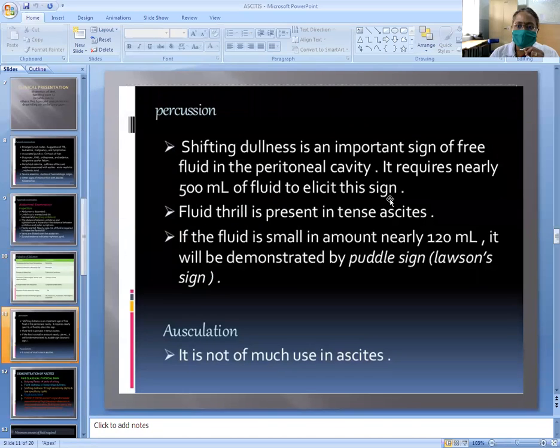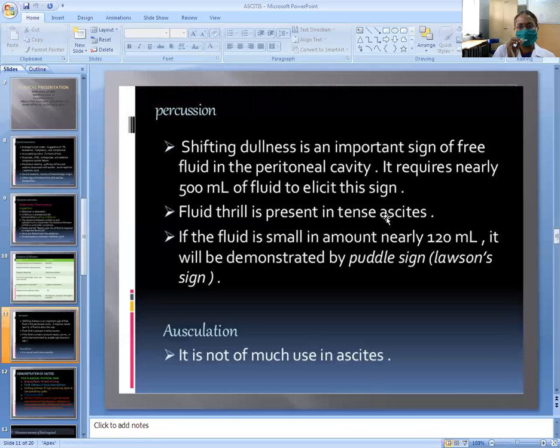So percussion is important here. There are two important tests to diagnose ascites. One is shifting dullness and the second is fluid thrill. We will discuss in practical in detail what shifting dullness is, how to do it, and what fluid thrill is and how to do it. So in percussion, these two tests are very important to diagnose ascites.